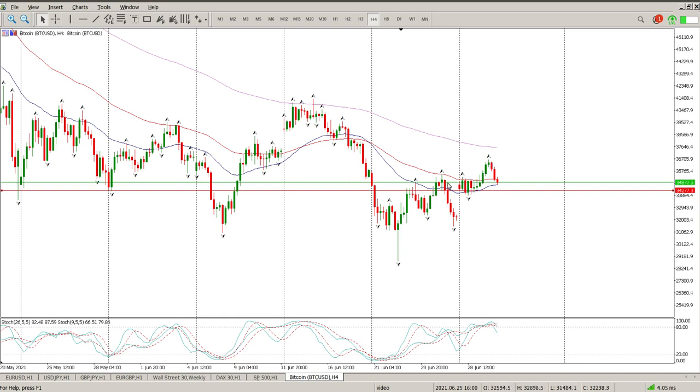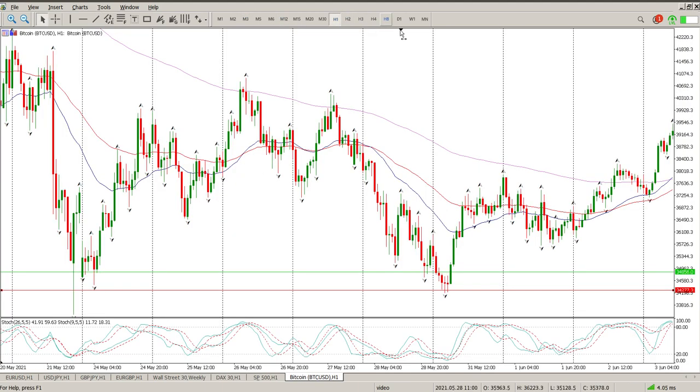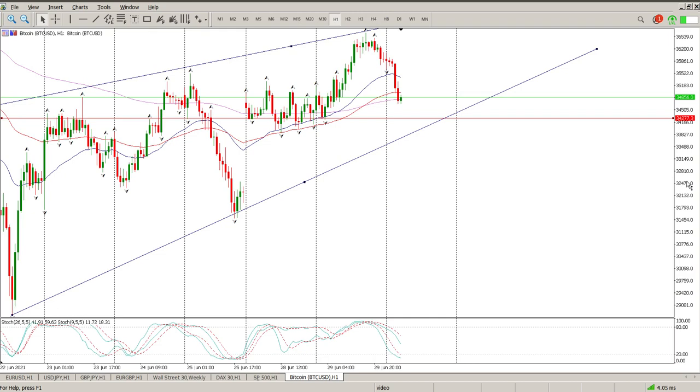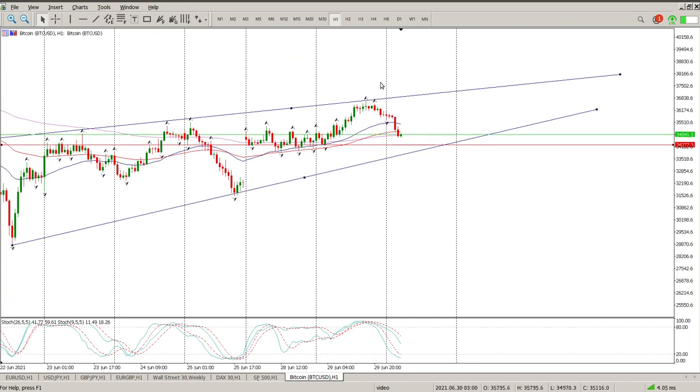But we are creating higher highs. That's the important part. We're creating higher highs and we're creating higher lows. The only concerning factor that I have at the moment is that it does look like we could be forming a bit of a wedge. So my advice to you on Bitcoin at the moment is sit tight still. There's no indication that you need to be looking to buy, but it does look fairly interesting at the moment.